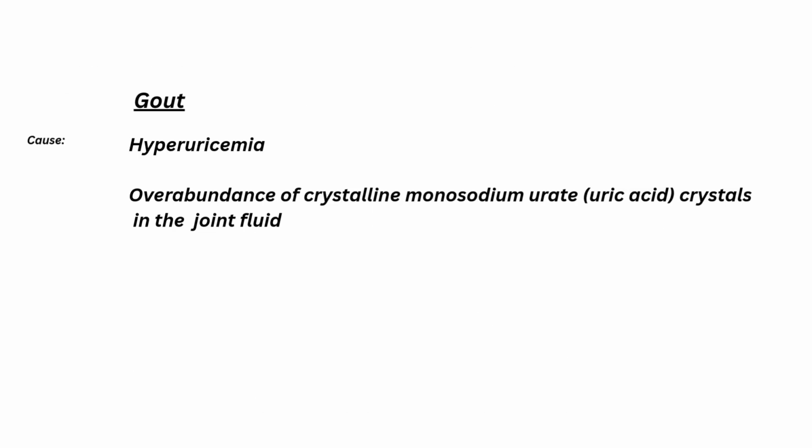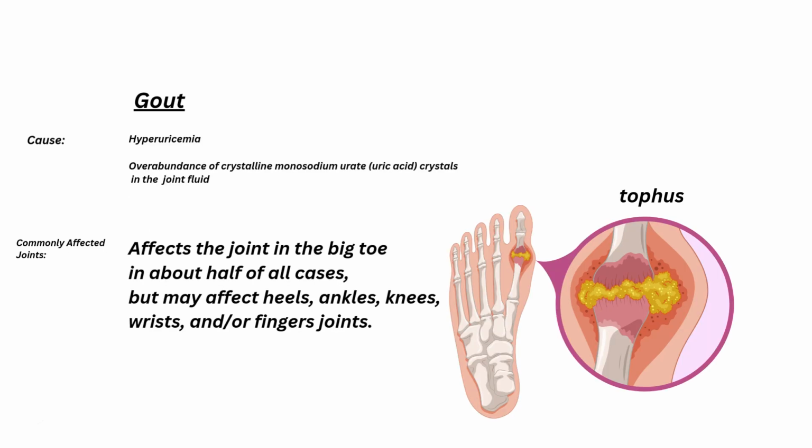Gout is caused by hyperuricemia. There is an overabundance of crystalline monosodium urate or uric acid crystals in the joint fluid. Gout typically affects the joint in the big toe in about half of all the cases, but it may affect heels, ankles, knees, wrists, and or finger joints as well.